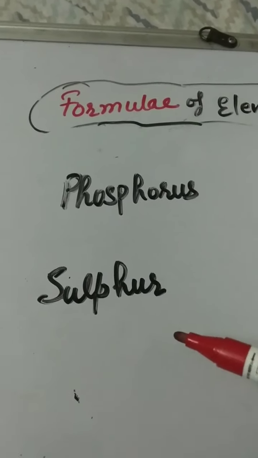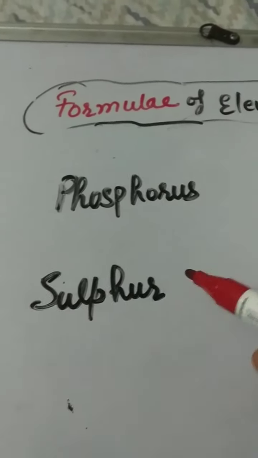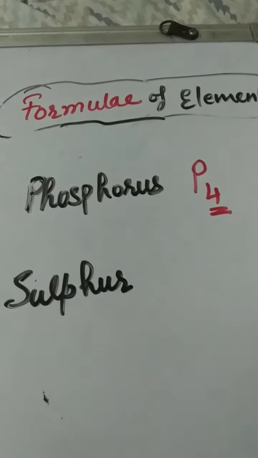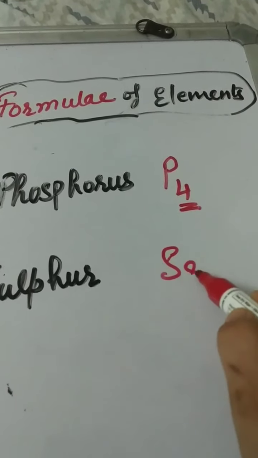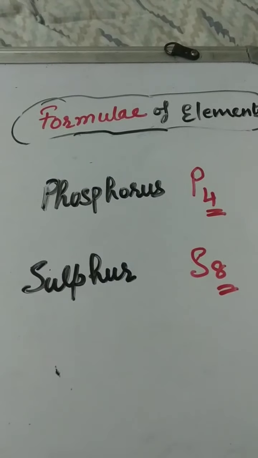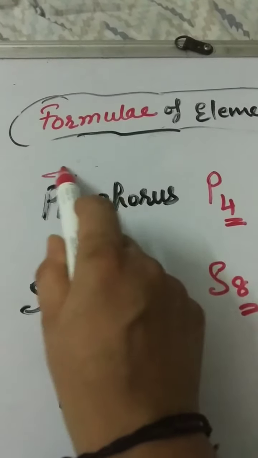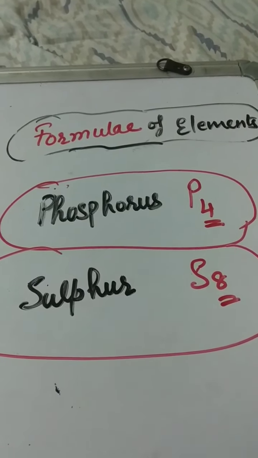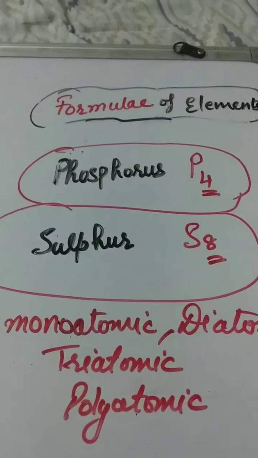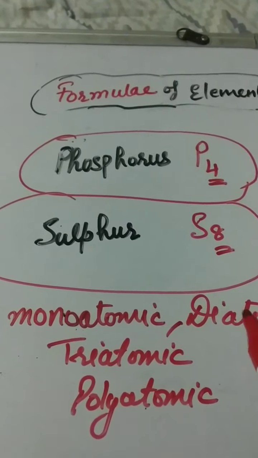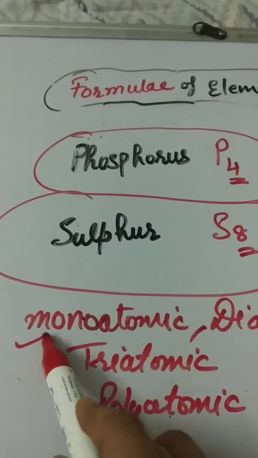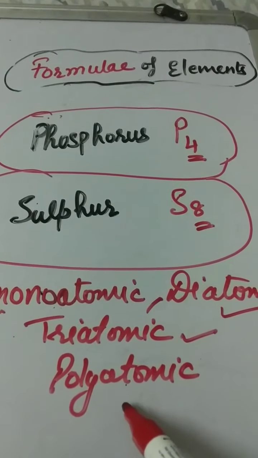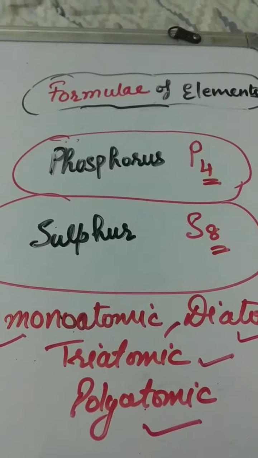Similarly, elements like phosphorus and sulfur. The atomicity of phosphorus is 4. The atomicity of sulfur is 8. So these are two elements we consider as examples of polyatomic elements. Through formulae, we come to know that some elements are monatomic, some are diatomic, some are triatomic, and some are polyatomic elements.